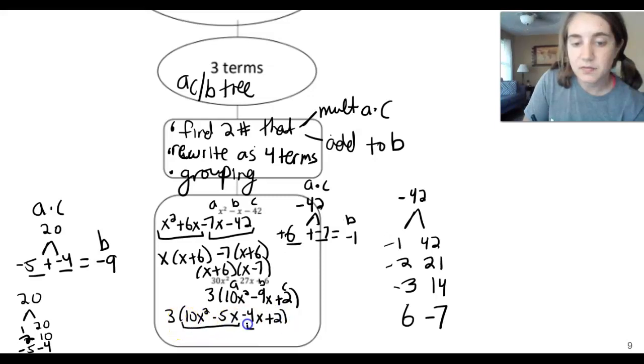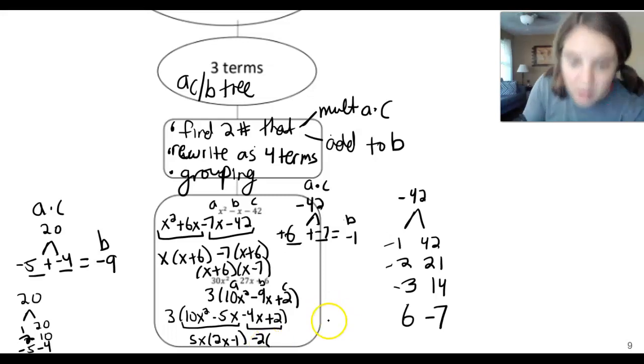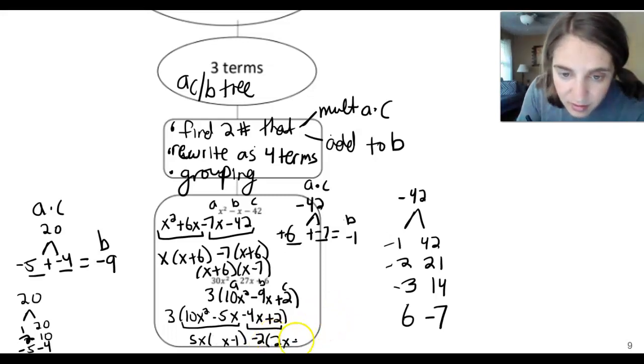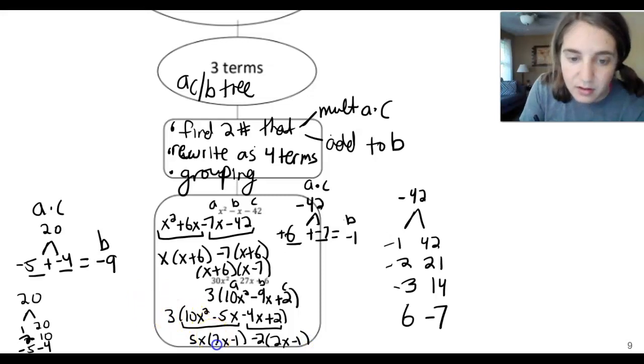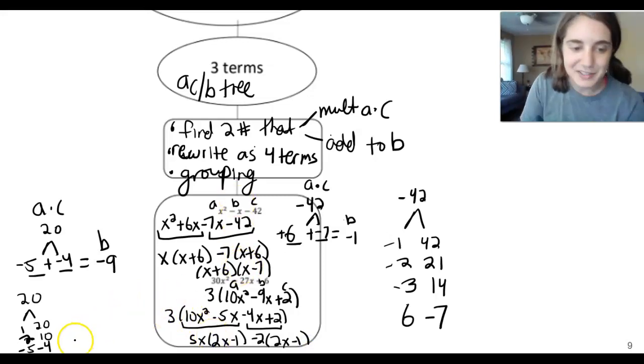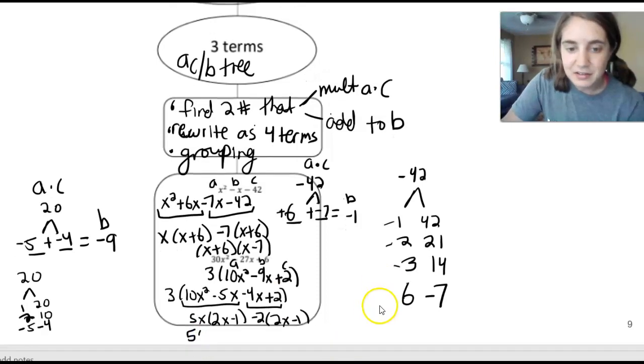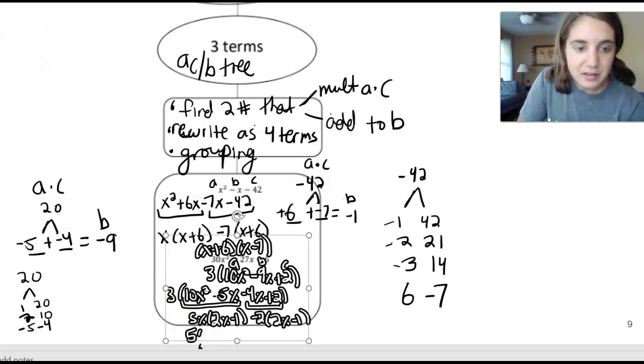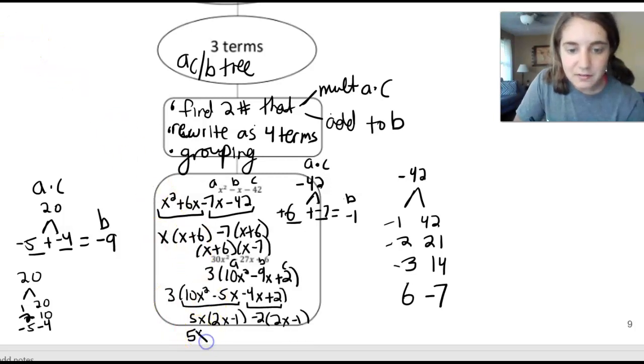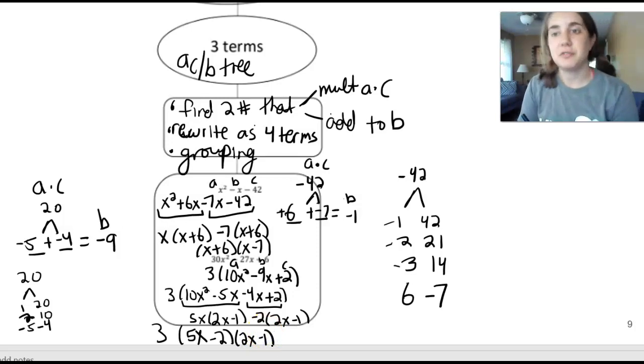Then I can group. And then we're getting real tight on space here. I end up with 5x minus 2 times 2x minus 1. So if you wanted to add that to your chart, that would be helpful.